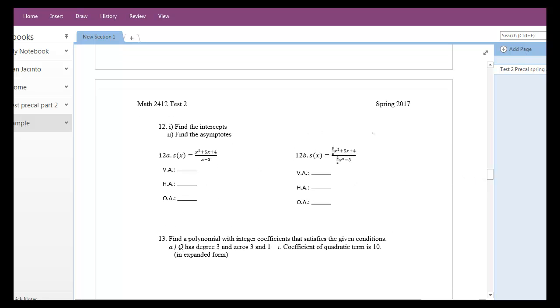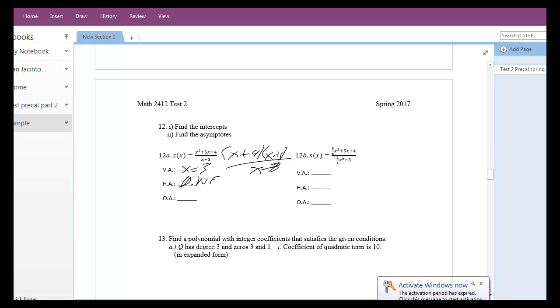Number 12, same thing. Trying to factor first. I see x squared plus 5x plus 4, so I see x plus 4, x plus 1. Nothing cancels, so I have an x minus 3 here, so that should be x equals 3. Horizontal should be does not exist because the degree on top is bigger by 1. I'm going to have an oblique asymptote, so you've got to go to old school division. Let's jump up here and do it. I have x squared plus 5x plus 4 divided by x minus 3.